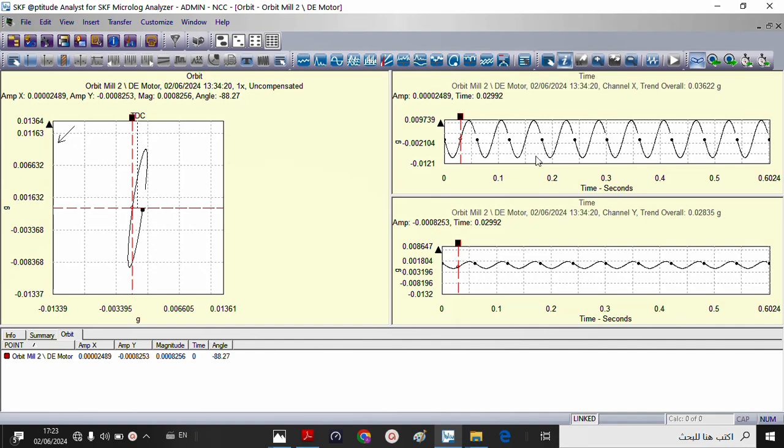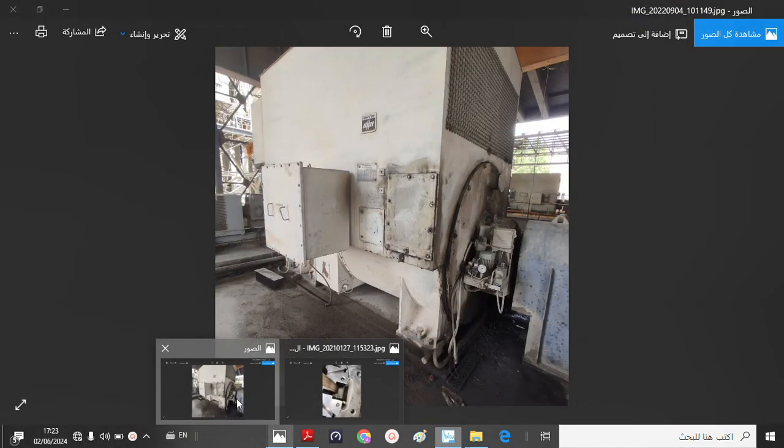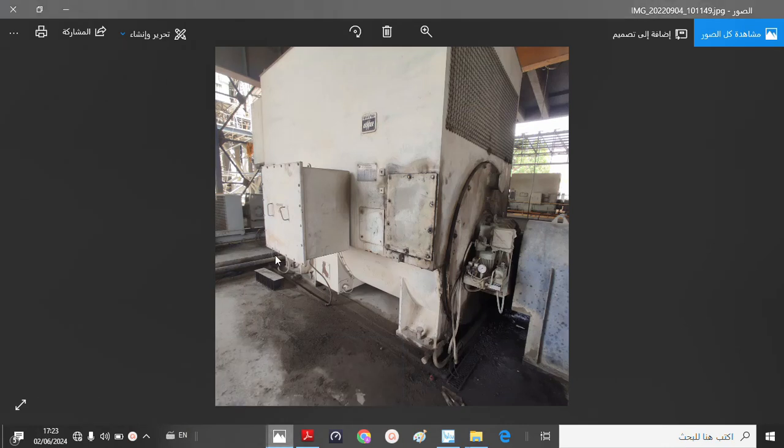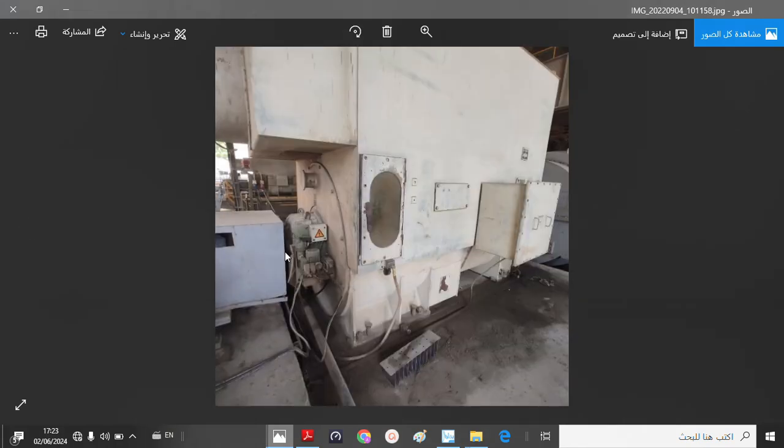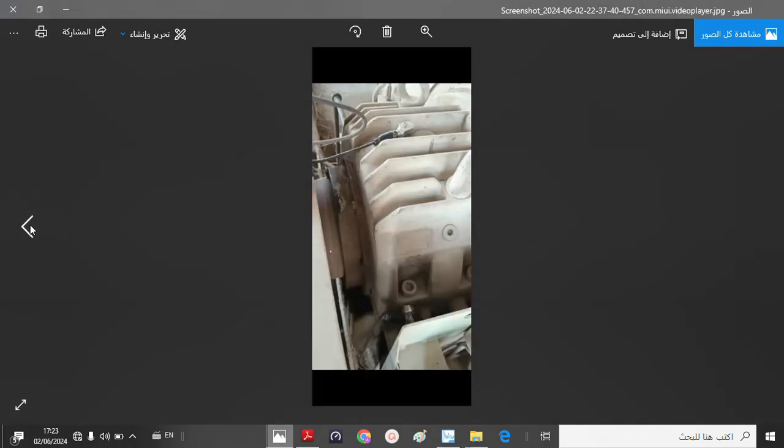This motor is 4.5 megawatts. Here we can see the drive-end motor bearing, and also here we can see the non-drive motor bearing. We fixed the reflective tape on both sides, non-drive and drive, and here we can see the sensors mounted in the horizontal direction and there in the vertical direction, y-axis. Here you can see where the tachometer is mounted.